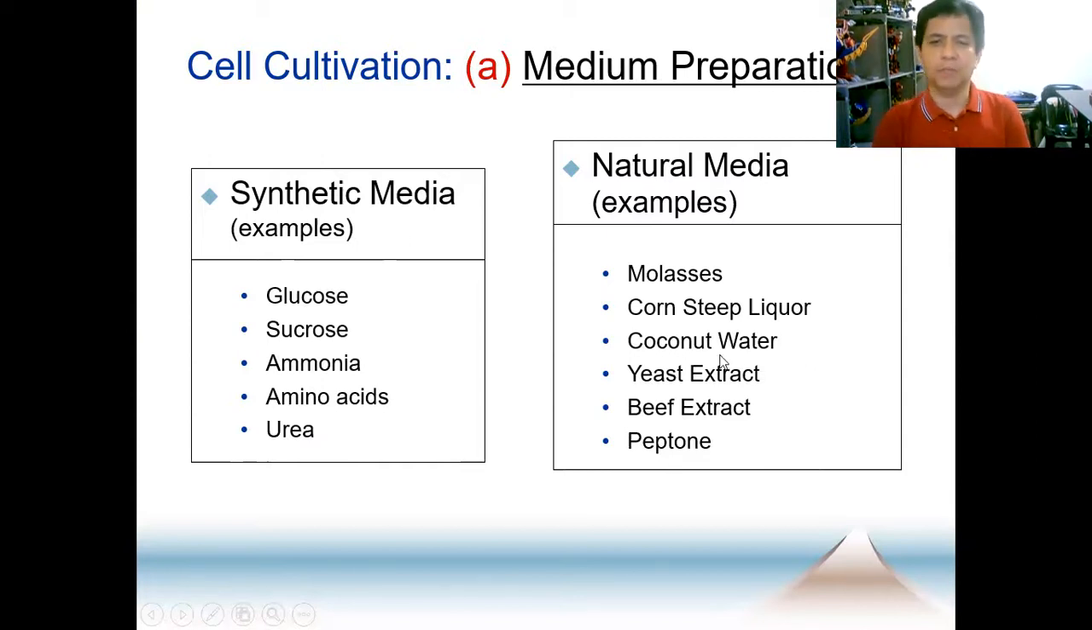Pag natural media, hindi niyo alam yung exact chemical structure. For example, molasses. Molasses, ito yung juice ng sugarcane, di ba? Siyempre, pag in-extract niyo yung juice ng sugarcane, hindi lang naman sugar yung nandoon. May water pa siya, etc. Ano? Corn steep liquor. Siguro ito yung na-extract sa corn, ano? O pagkatapos niyo siyang i-ferment, ito yung nakukuhang juice sa corn. Coconut water, sabaw ng coconut. Hindi natin alam yung chemical structure niya. Ano? Yeast extract, beef extract, so hindi natin alam yung chemical structure niya. Ano? And also peptone. Let's please check peptone online.